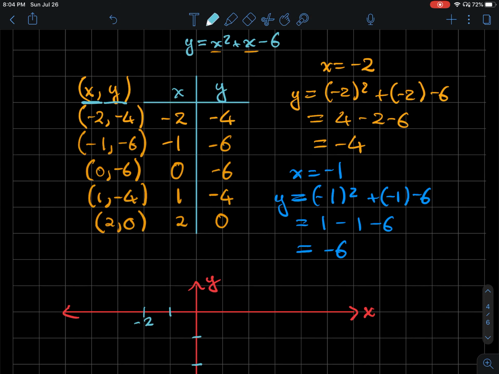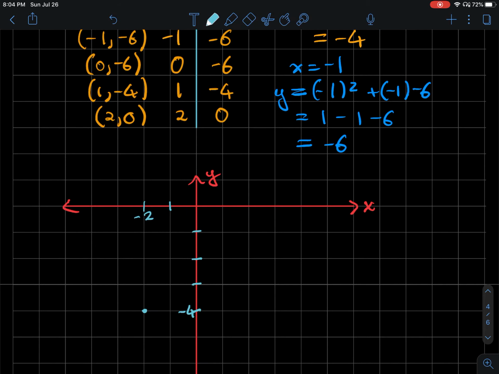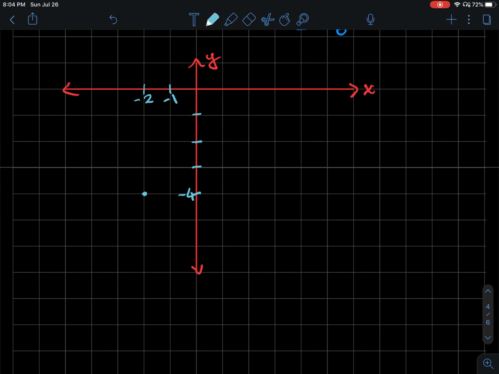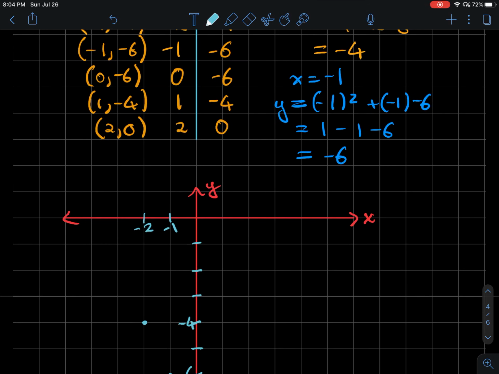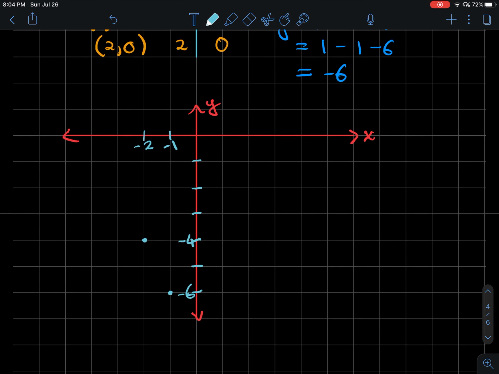Then -1, comma, -6. You just move 1 to the left, which is over there, and -6, well, we know -4 is right here, so -5 and -6 is right there, and your point is there. Now 0 and -6, you just go down from there, 6, and you'd get there.